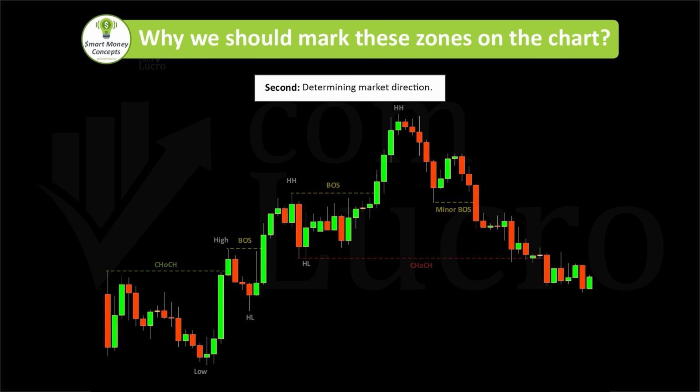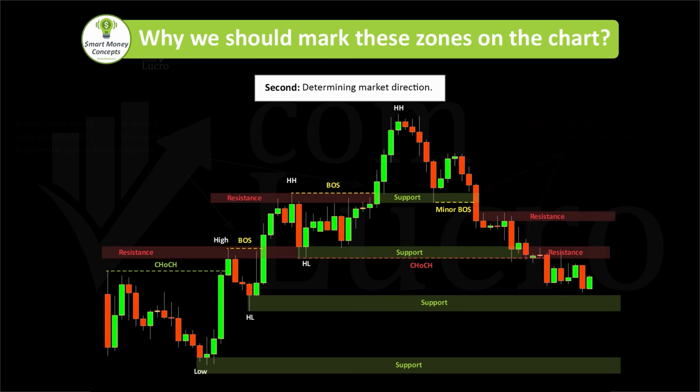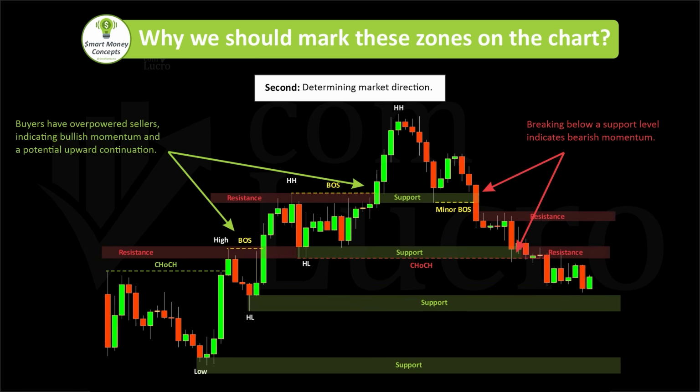Second, determining market direction. When the price breaks through a resistance level, it shows that buyers have overpowered sellers, indicating bullish momentum and a potential upward continuation. Similarly, breaking below a support level indicates bearish momentum, so we align our trades with the dominant trend. Identifying the direction is the first step when we open the candlestick chart.